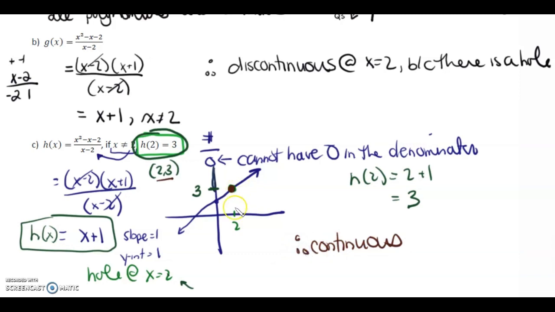Okay, we see that going into 2, we're approaching 3. Going into 2 from the right-hand side, we're approaching 3. And then we filled in that gap with h at 2 equals 3. Okay, those 3 components.